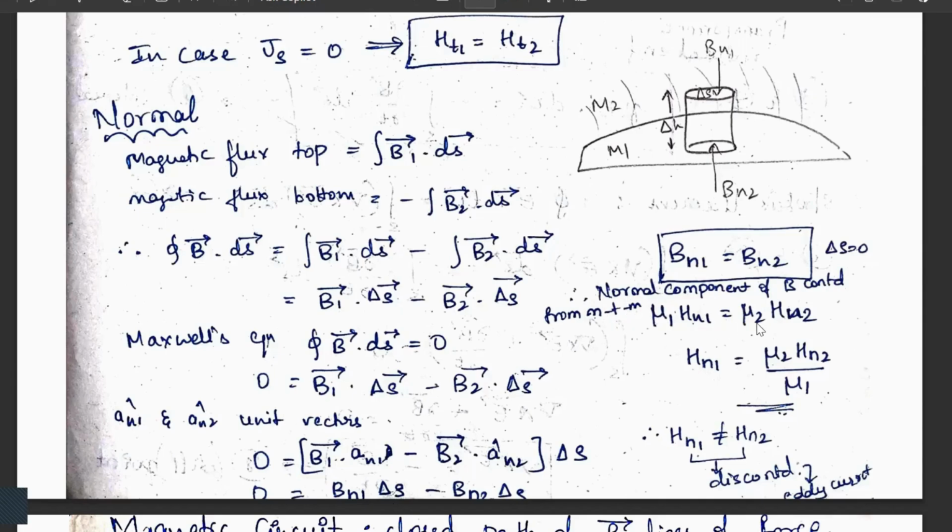Mu1 Hn1 is equal to mu2 Hn2. So Hn1 is equal to mu2 Hn2 divided by mu1. Hence we can say that here Hn1 is not equal to Hn2, but Ht1 is equal to Ht2. Because it is not equal, it is discontinuous, and that is because of the eddy current.